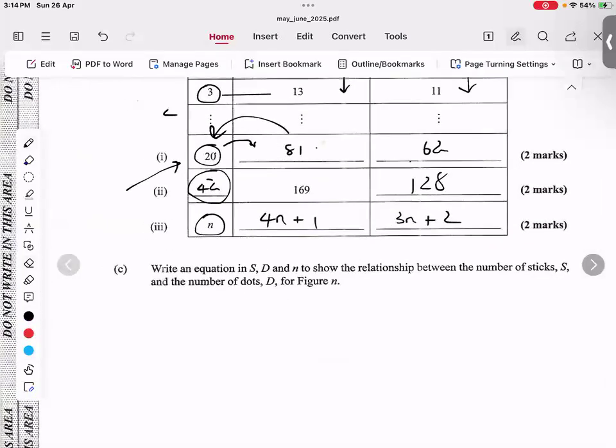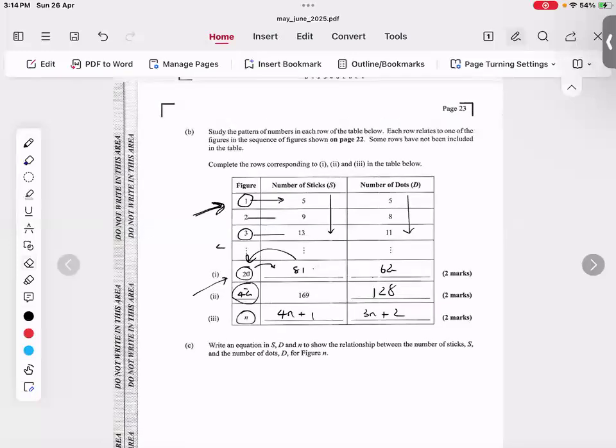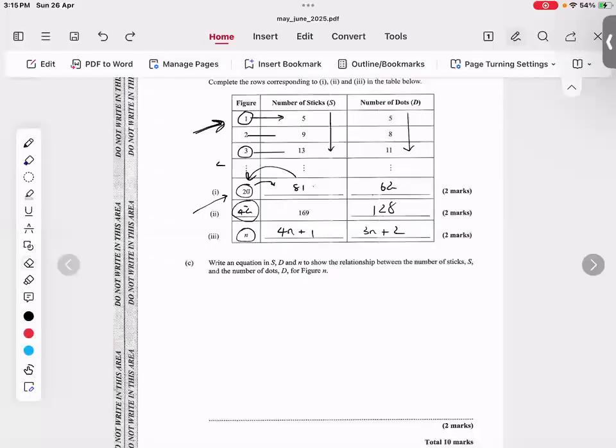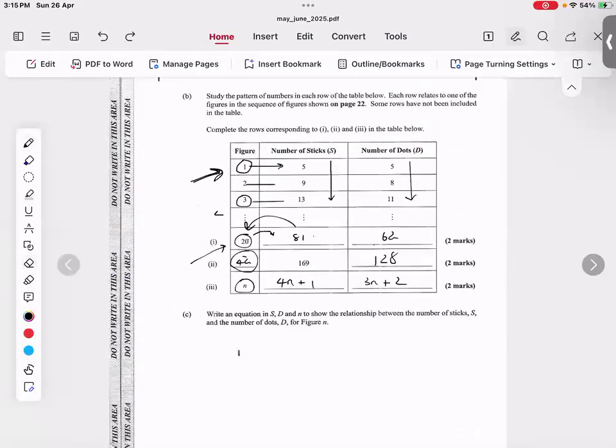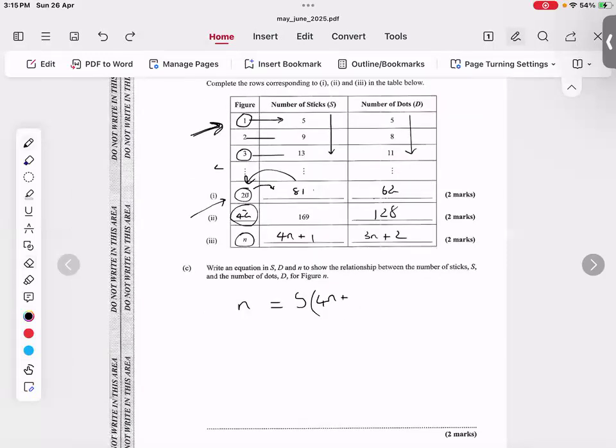All right. Write an equation in S, D, and N to show the relationship between the number of sticks S and the number of dots D in figure N. So basically, write the relationship in S and D. We're going to say N, the figure number, is going to be equal to S, 4n plus 1. In S and D, so N is equal to 4s.